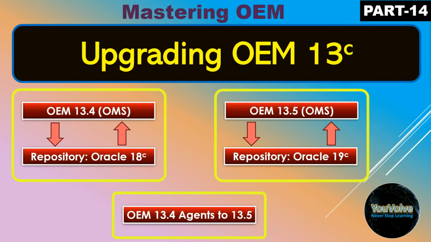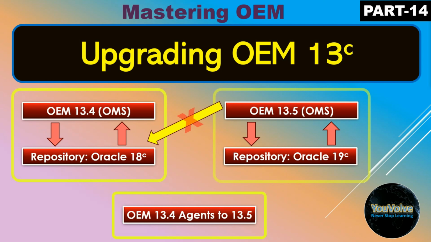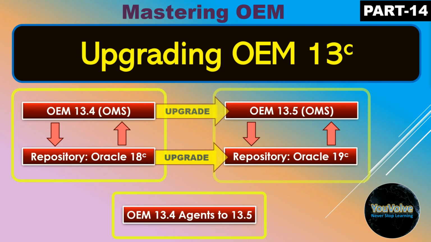In our test case, our source OEM system is version 13.4 with an Oracle 18.3 repository database, and we want to upgrade that to OEM 13.5. But Oracle 18c is not supported by OEM 13.5 for its repository. So we have to upgrade the repository database to Oracle 19c first, which is supported by both OEM 13.4 and 13.5, and then we will upgrade the OMS to 13.5. And then finally we will upgrade all our existing OEM 13.4 agents to 13.5.